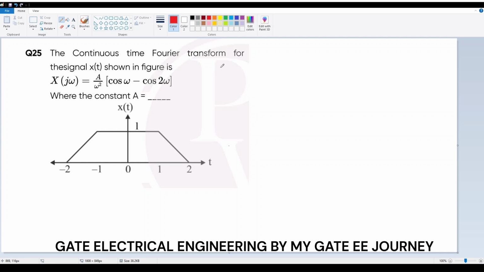Hi all, this is one type of question that may be given in GATE. This question may be applicable to electrical and electronics engineering. Let us read the question first.